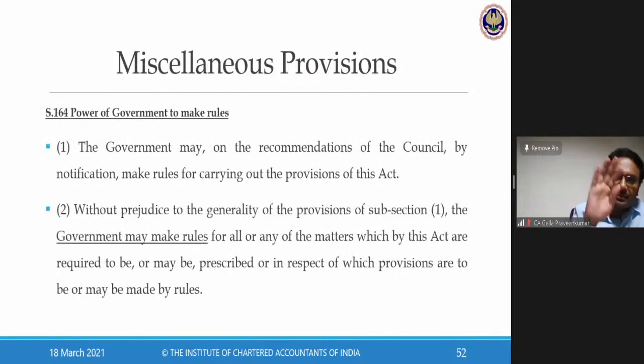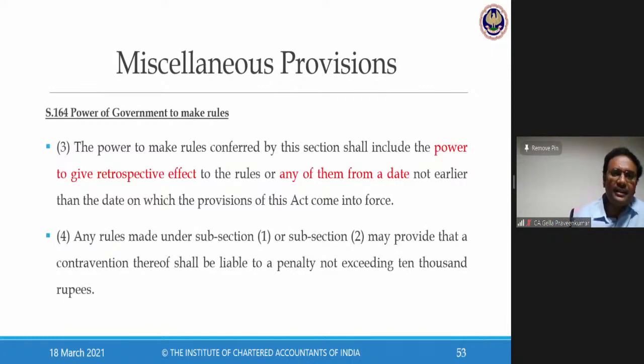Now, this is one provision, 164, government to make rules. As of today, close to 15 times the rules have been amended. In the last 3 years, minimum 15 times the rules got amended. Section 164 says that the government has the authority to amend the rules as and when they feel so. But when amending the rules, they can have the authority to amend them retrospectively or from a date to be notified.